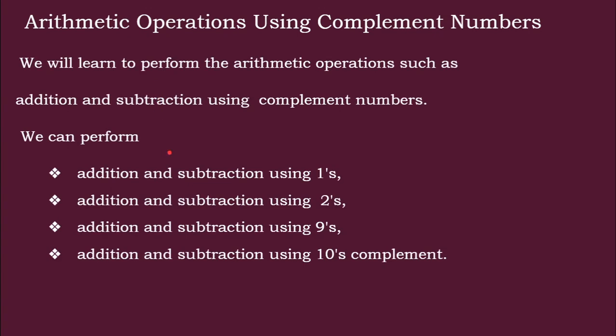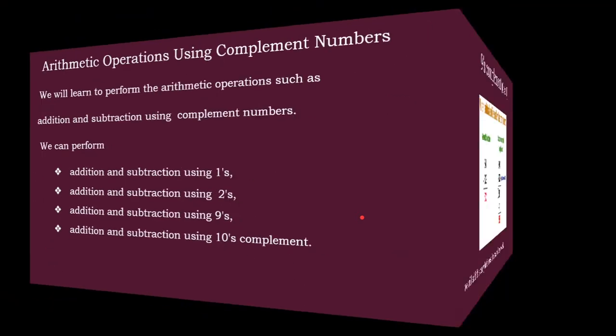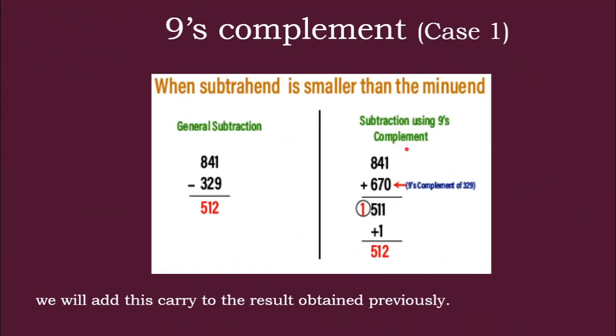Let us see how the arithmetic operations addition and subtraction are done using the nines and the ones complement. Possibly we have addition and subtraction using ones, twos, nines and tens. In the last video we have seen the twos and the tens complement. Now we are seeing the ones and the nines complement. Ones and nines are grouped because they have the same common rule. In the same way, the tens and the twos complement have a common rule, which depends on whether the end around carry is available or not.